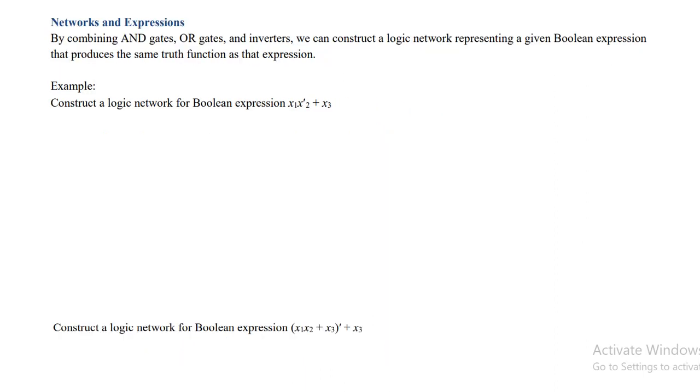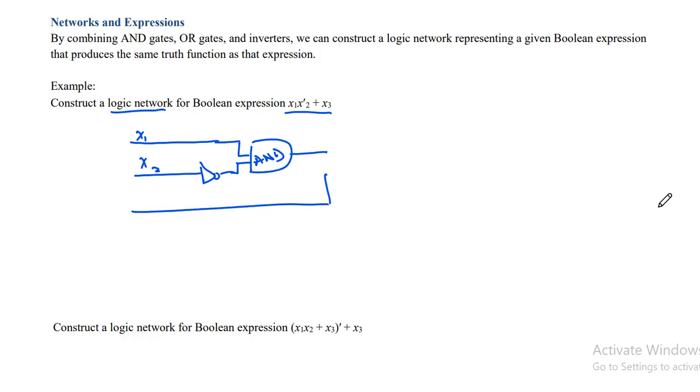We've seen this before. Networks and expressions. By combining AND gates, OR gates, and inverters, we can construct a logic network representing a given Boolean expression that produces the same truth function. So for the truth function we saw earlier, here is the Boolean expression for it. The logic network for it will be: here is x1, the wire, and then x2 we need to negate, and between them we need an AND gate. Then you take x3 and connect it with an OR gate, and the expression x1 x2 not plus x3 is the output.